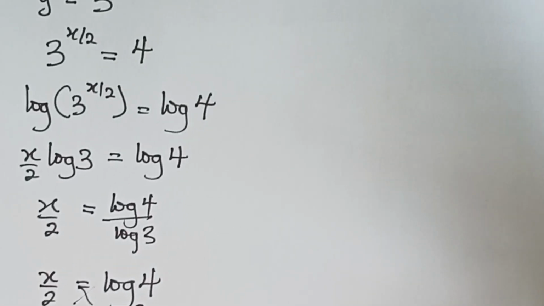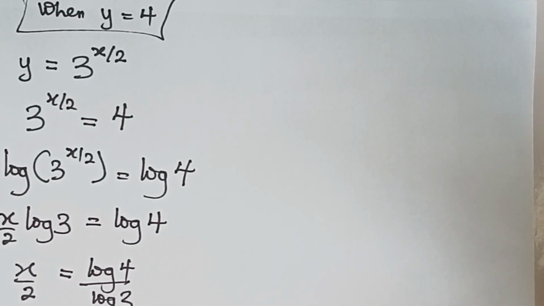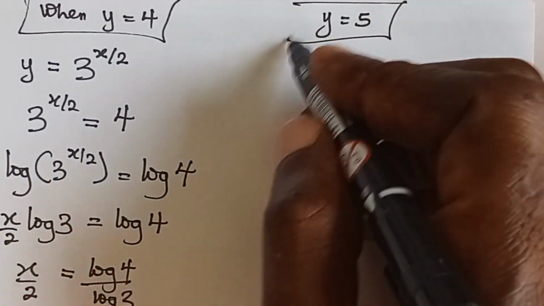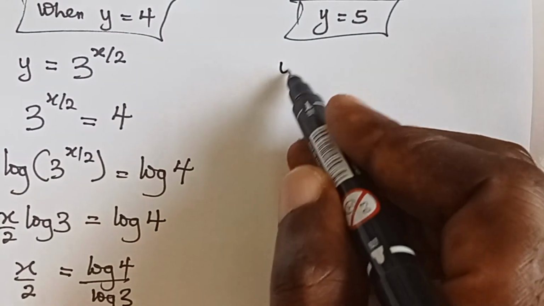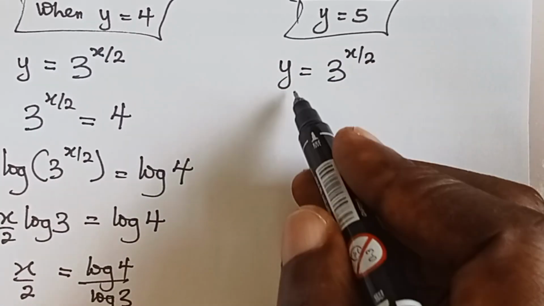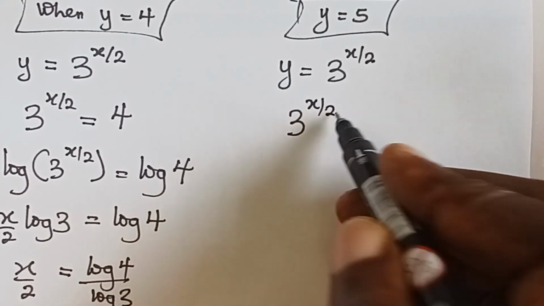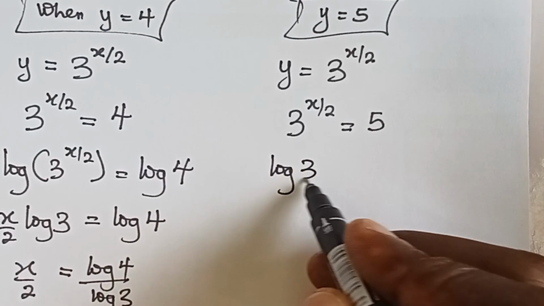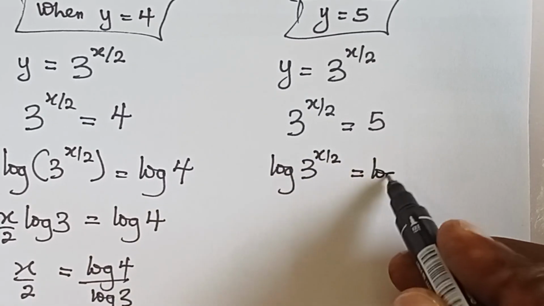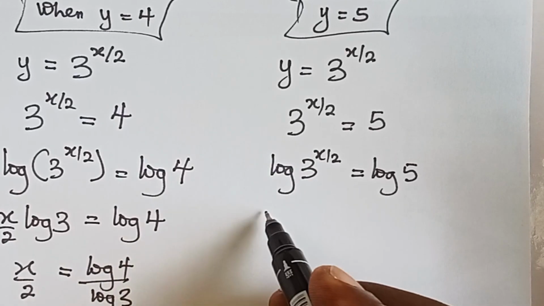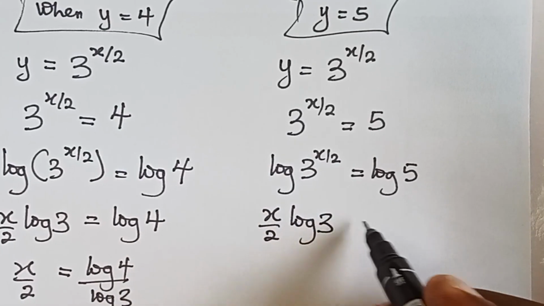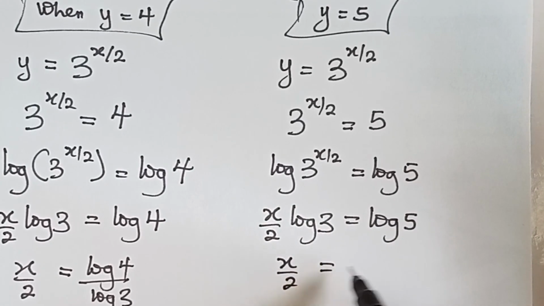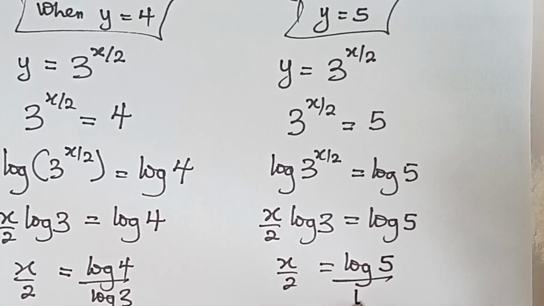Let's look for the value of the other x by considering y equals 5. We have y equals 3 raised to power x over 2, and y equals 5 now. So 3 raised to power x over 2 equals 5. Then we take the logarithm of both sides, the logarithm of this side and also of the other side. Then this goes to the back. We have x over 2 log 3 equals log 5. We divide both sides by log 3, so we have x over 2 equals log 5 over log 3.